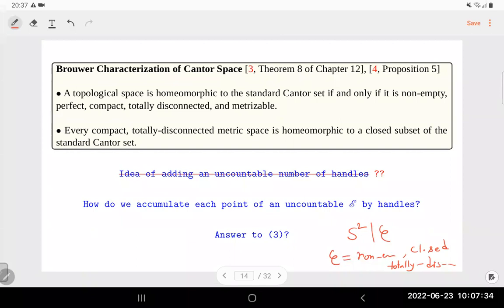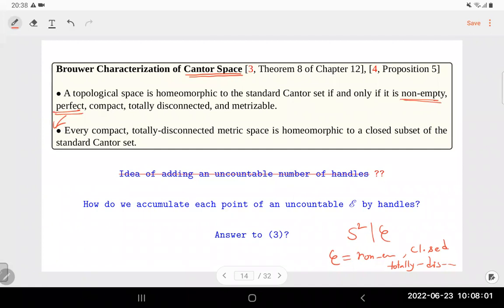The standard Cantor set, you know how to construct it. Any space which is homeomorphic to the standard Cantor set is called a Cantor space. And the second one is that every compact, totally disconnected metric space, I just omit the notion perfect and non-empty, is homeomorphic to a closed subset of the Cantor set.